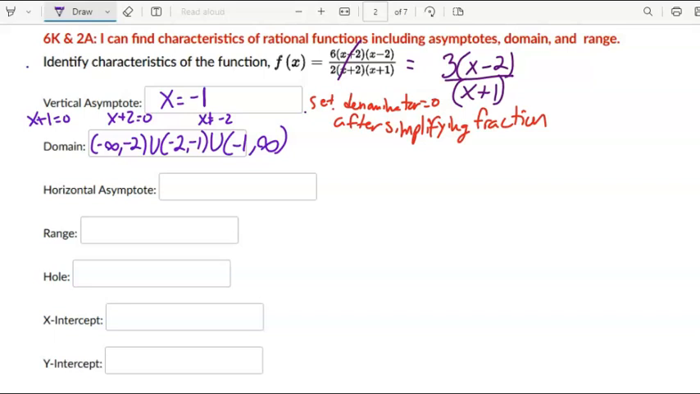For the horizontal asymptote, we have 3x minus 6 at the top and then 1x plus 1 at the bottom. Since the degrees are the same, we're going to divide the leading coefficients.